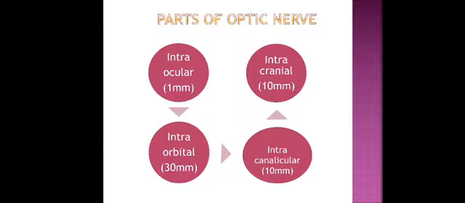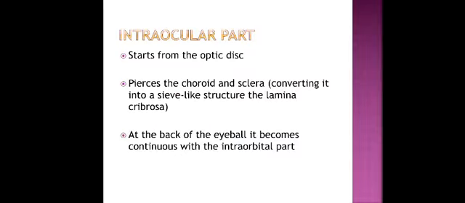The parts of the optic nerve are intraocular, intraorbital, intracanalicular, and intracranial. Intraocular is 1 mm, intraorbital is 30 mm, intracanalicular is 10 mm, and intracranial is also 10 mm. The first one is the intraocular part. This part passes through the sclera, choroid, and finally appears in the eye as the optic disc.